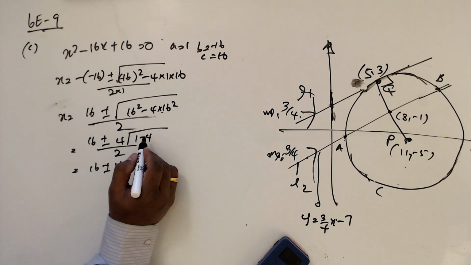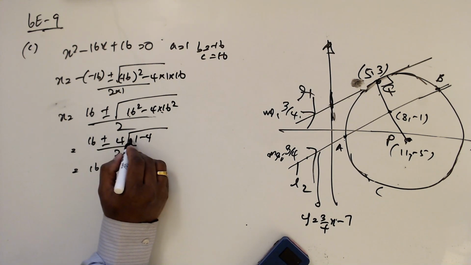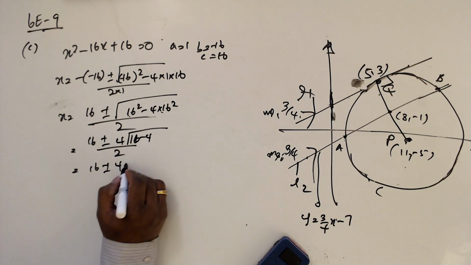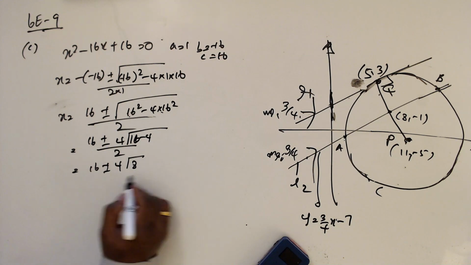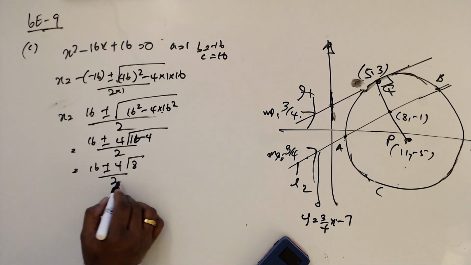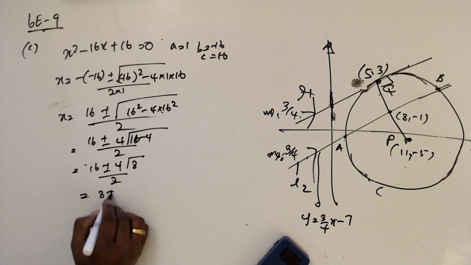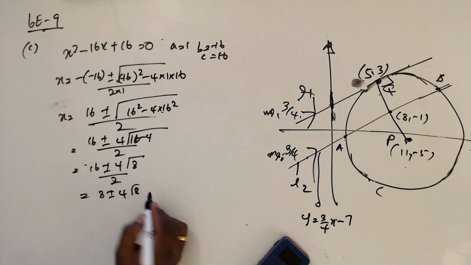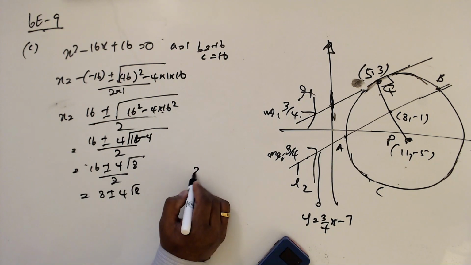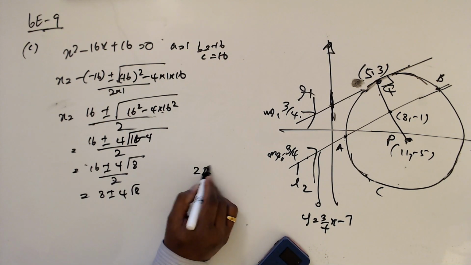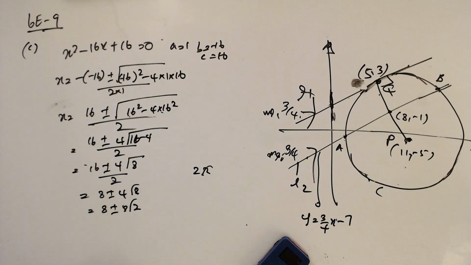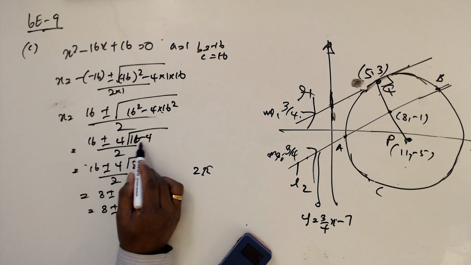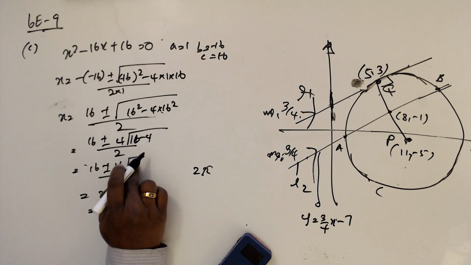Sorry, this is 16 minus 4. 16 minus 4 is 8, divided by 2, so this is cancelled out. This is going to be 8 plus or minus 4 square root 8. Square root 8 I can also write as 2 square root 2. It means 8 plus or minus 8 square root 2. Let me check the answer again. Yeah, there's an issue. 16 minus 4 is not 8, it is 12.